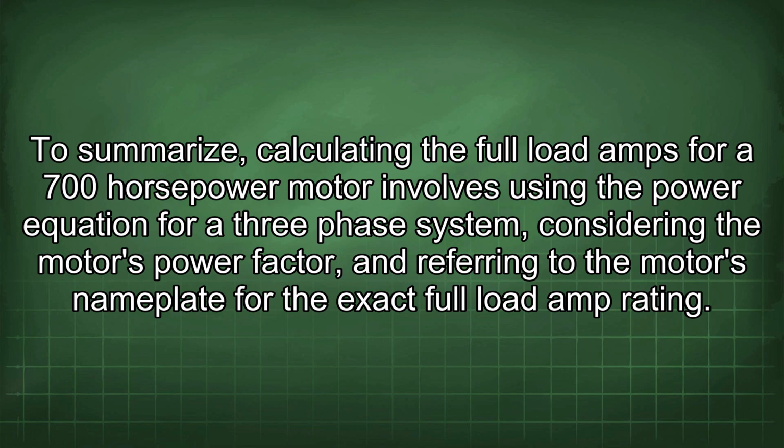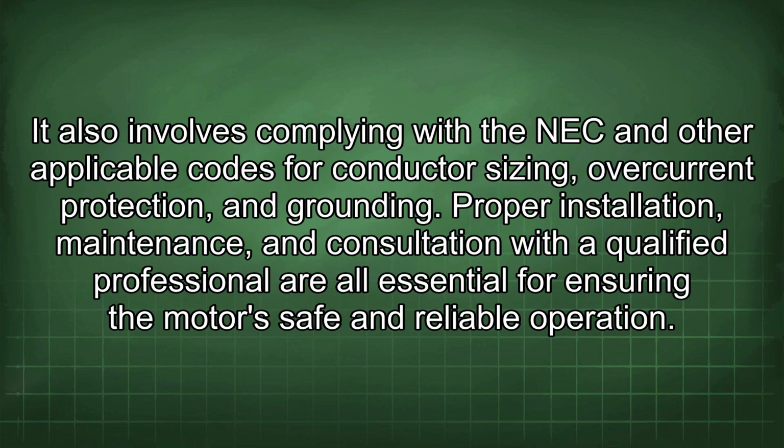To summarize, calculating the full load amps for a 700 horsepower motor involves using the power equation for a three-phase system, considering the motor's power factor, and referring to the motor's nameplate for the exact full load amp rating. It also involves complying with the NEC and other applicable codes for conductor sizing, overcurrent protection, and grounding. Proper installation, maintenance, and consultation with a qualified professional are all essential for ensuring the motor's safe and reliable operation.